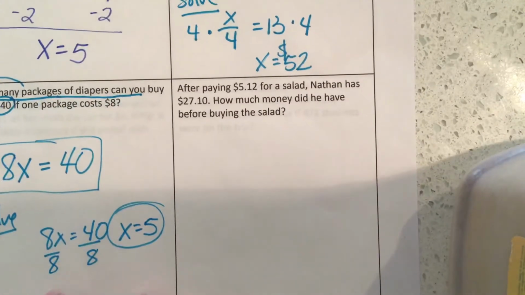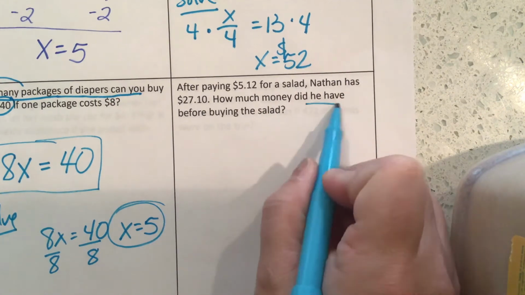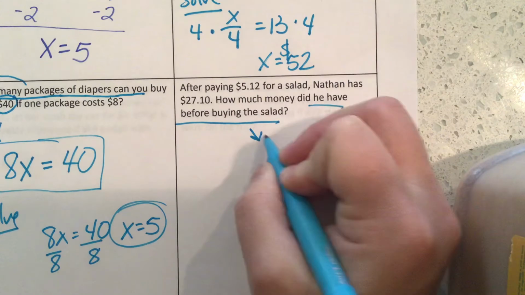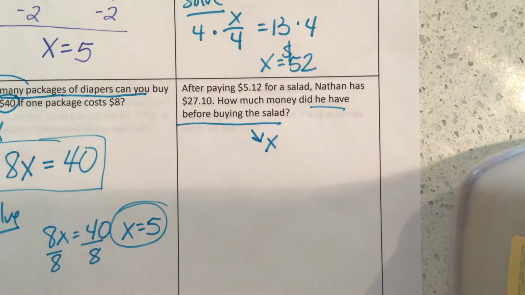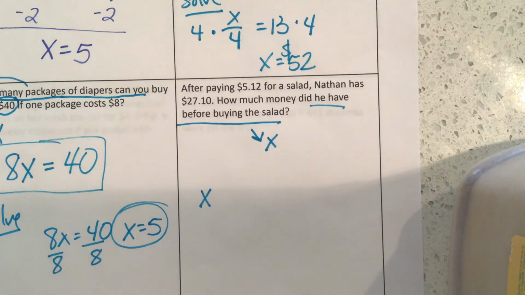Now the last one for one step is: after paying $5.12 for a salad, Nathan has $27.10. How much money did he have before buying the salad? So we want to know how much he had before the salad. So if you think about the process of going into a restaurant, you go in with money. We don't know how much money he went in with, so we're going to put that as X.